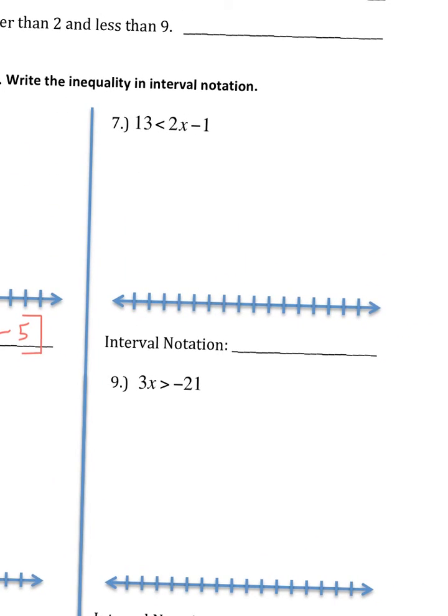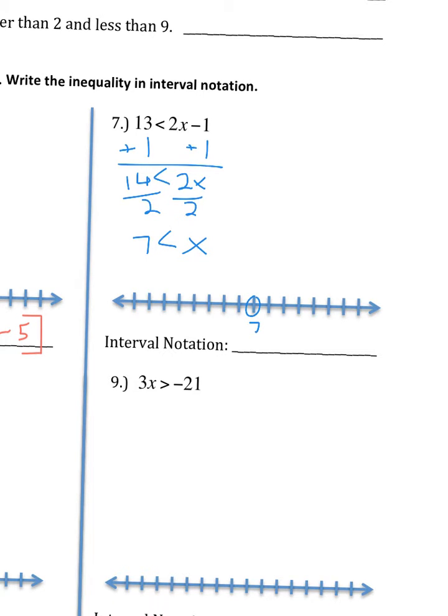7. Getting a variable by itself. So 2x is greater than 14. So we end up with x on the right side. Notice how I kept the x on the right side. I don't let it float over to the left side. So 7 is my key number.